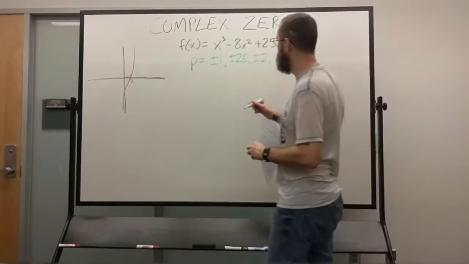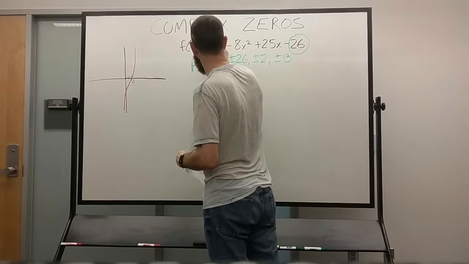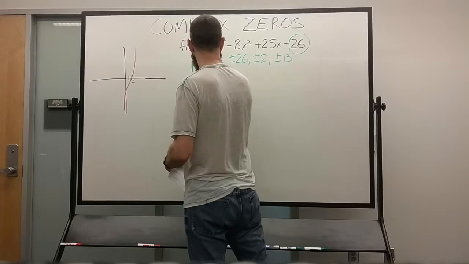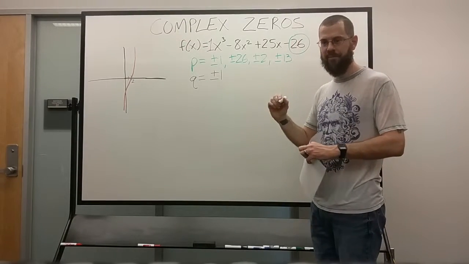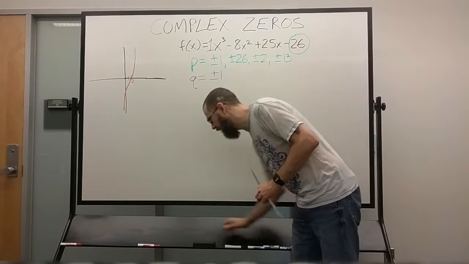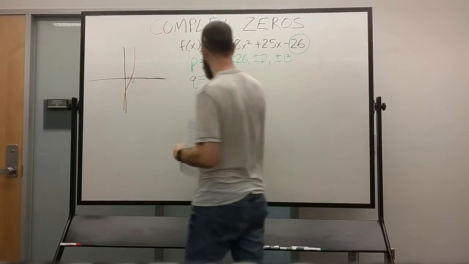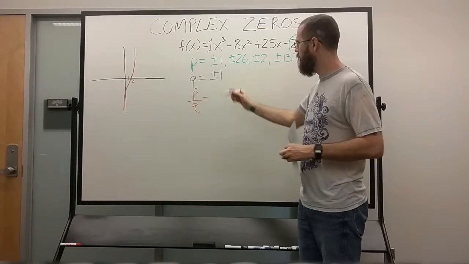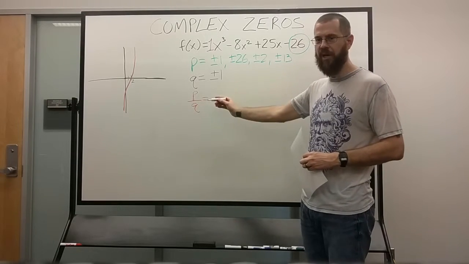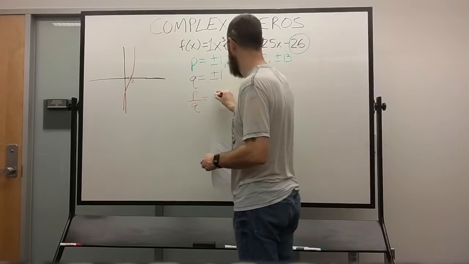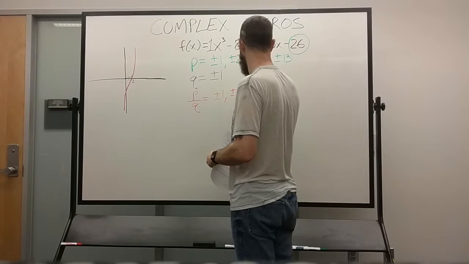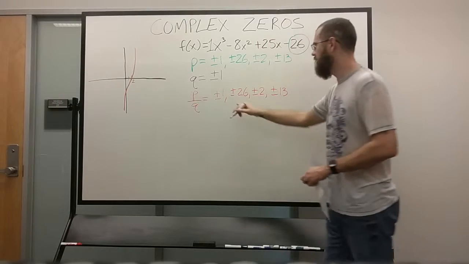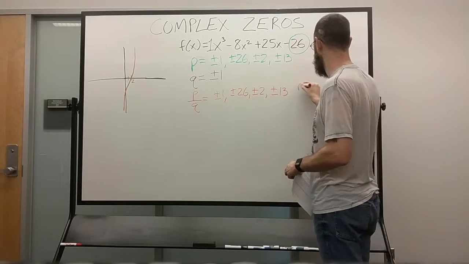Q is all the factors of the leading coefficient, which in this case is 1. So q equals plus or minus 1. We then find p divided by q, and since we're only dividing by plus and minus 1, we simply end up with all of the values for p. And these are all of the possible rational zeros.